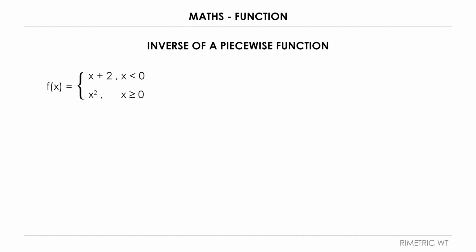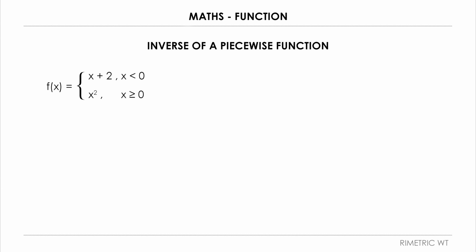Let's look at a simple piecewise function together. Here, our function is defined as f of x equals x plus 2 when x is less than 0, and f of x equals x squared when x is greater than or equal to 0. But before we proceed to find the inverse, we need to check whether the function is one-to-one. As we discussed in our previous video, if a function is not one-to-one, its inverse will not be a function.